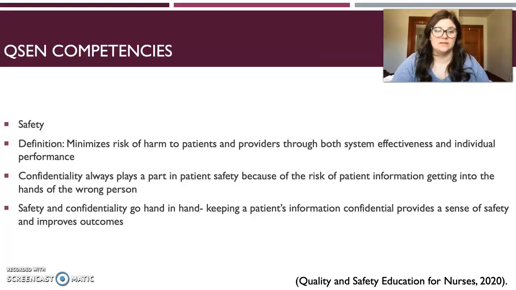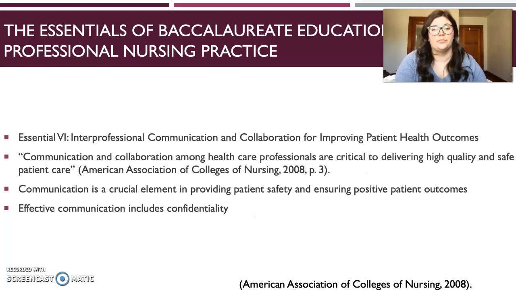So for the QSEN competencies, I chose safety, and it's minimizing the risk of harm to patients and providers through both system effectiveness and individual performance. I chose safety because confidentiality always plays a part in patient safety because of the risk of that patient information getting into the hands of the wrong person if confidentiality is broken. Safety and confidentiality go hand in hand because keeping a patient's information confidential does provide a sense of safety to that patient, and therefore it improves the outcomes for that patient.